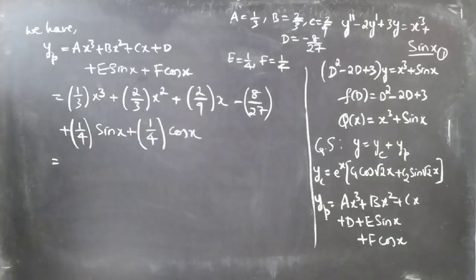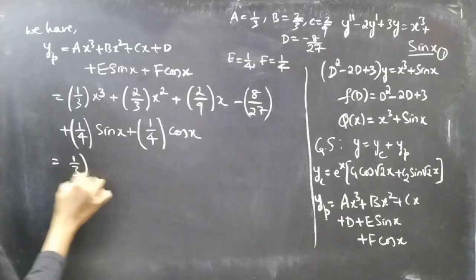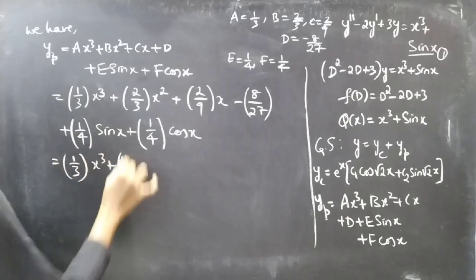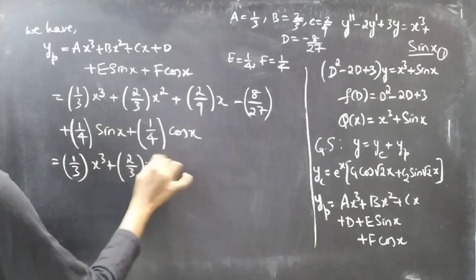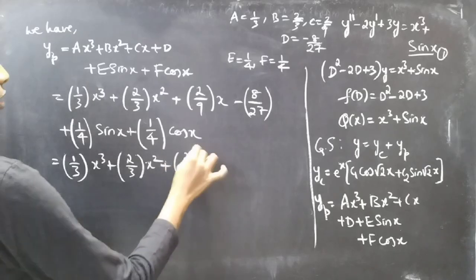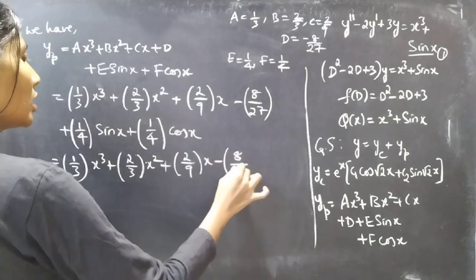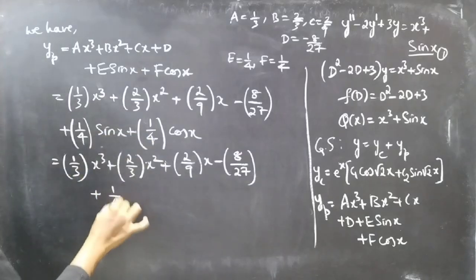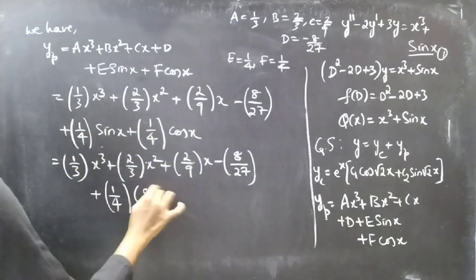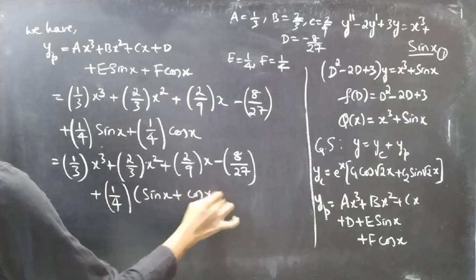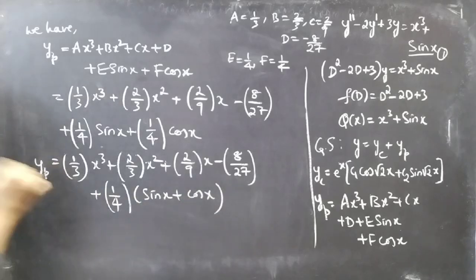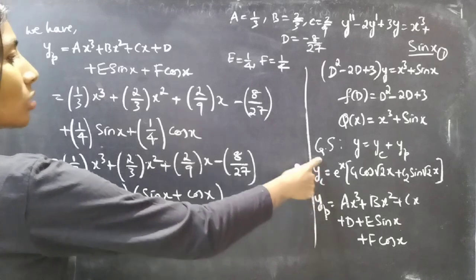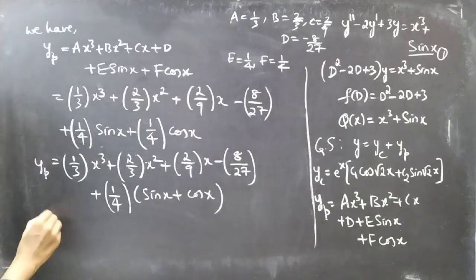Or we can write this as 1 by 3 into x cube plus 2 by 3 into x square plus 2 by 9 into x minus 8 by 27. Take 1 by 4 common from the last two terms. You'll get 1 by 4 into sin x plus cos x, which is the required yp. We got yp and yc. Let's now find the general solution using y equal to yc plus yp.